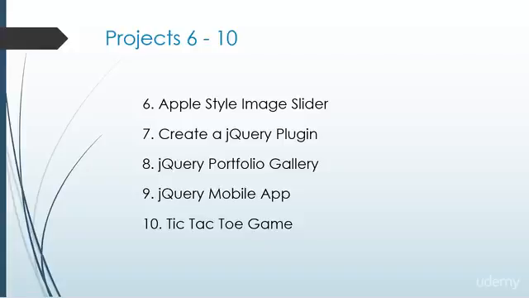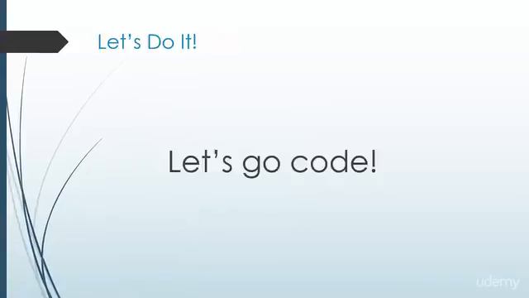Project 9, we're going to build a jQuery Mobile app, and this will be able to track runs. Okay, so it's called Mile Tracker, and you'll be able to add the amount of miles you ran and the date. And then in 10, we're going to do a simple tic-tac-toe game. All right. So those are the projects.